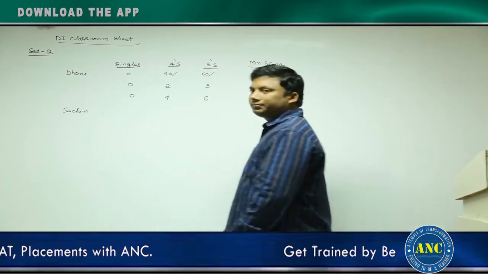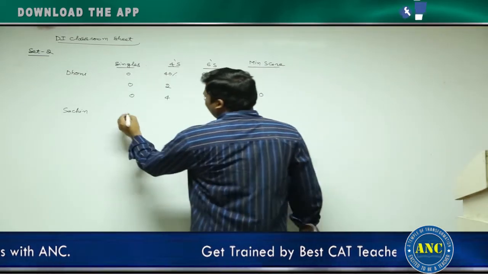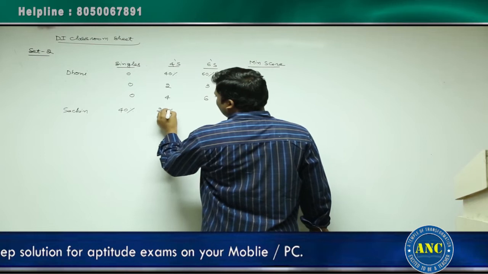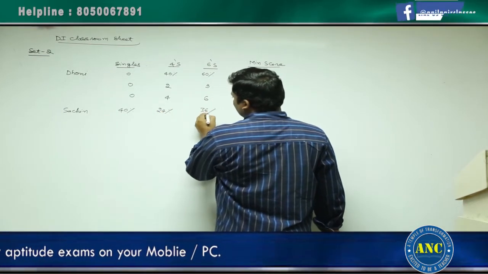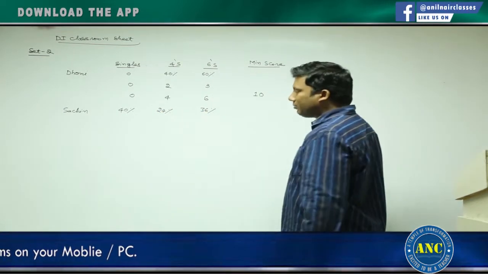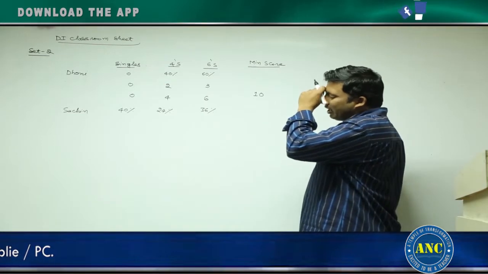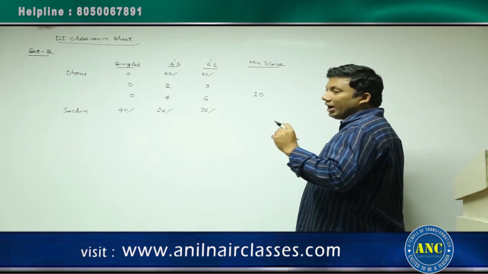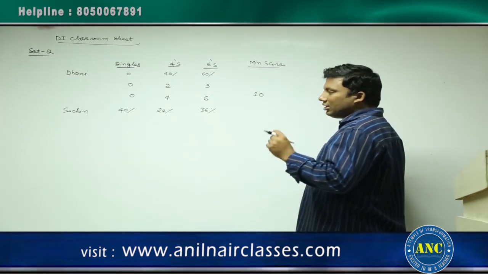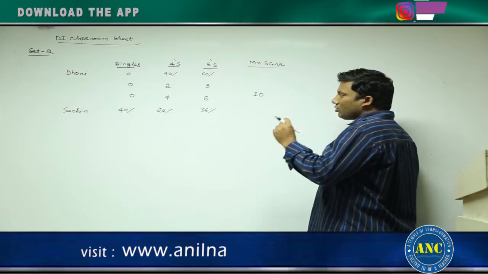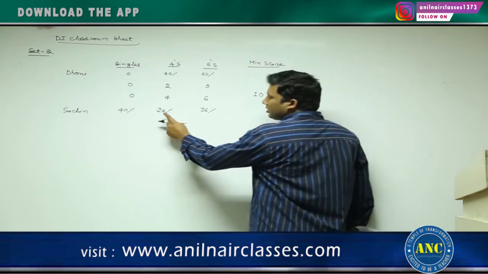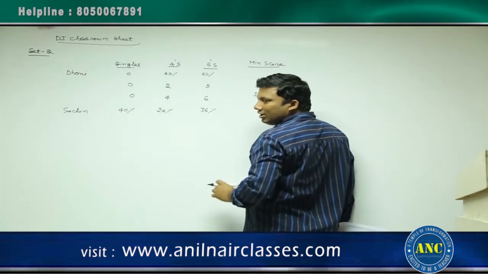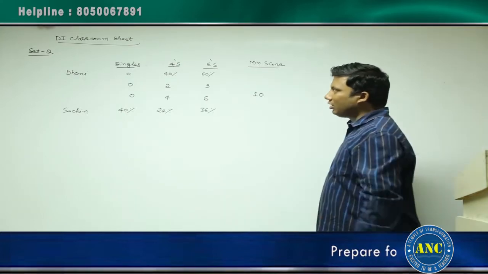Next, Sachin. Sachin will be 40%, 24% and 36%. That means if Sachin scores 100 runs, there will be 40 singles, 24 runs from fours, and 36 runs from sixes. That also means if Sachin scores 100 runs, there will be 6 fours, 6 sixes, and 40 runs from singles. You can draw the same conclusion.